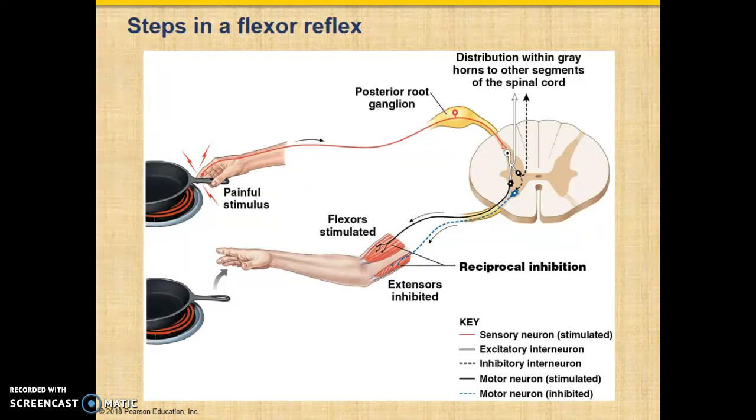That's reciprocal inhibition. So it deals with muscles, the agonist or prime mover and the antagonist. One must be relaxed in order for the other one to contract. That's reciprocal inhibition.